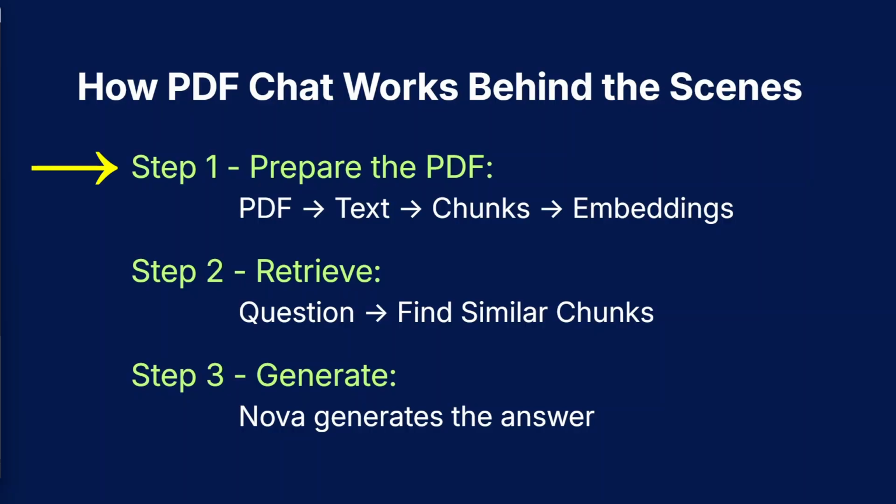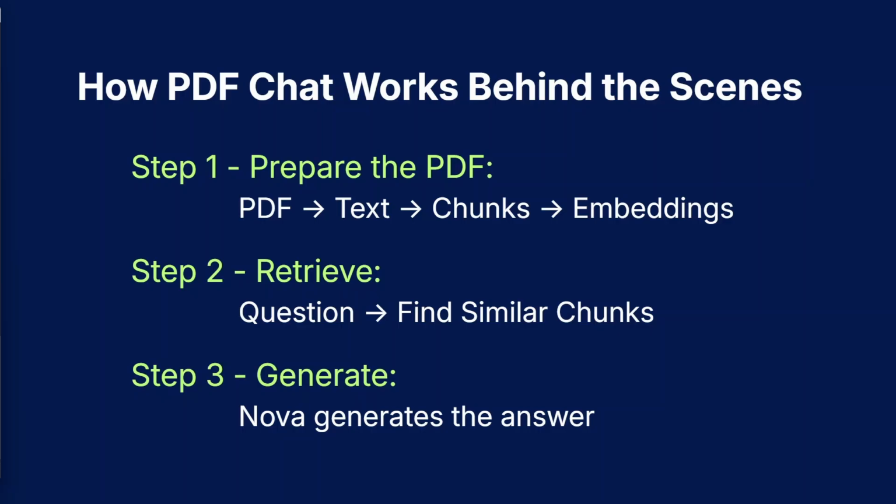Step 1 is to prepare the PDF. That means extract the text, split it into smaller chunks, and convert those chunks into embeddings. This is what makes the document searchable. Step 2 is retrieval. When you ask a question, the system finds the chunks that are most similar in meaning to your question. And step 3 is generation. Those retrieved chunks are sent to the Nova Micro model, which reads them and writes the final answer.